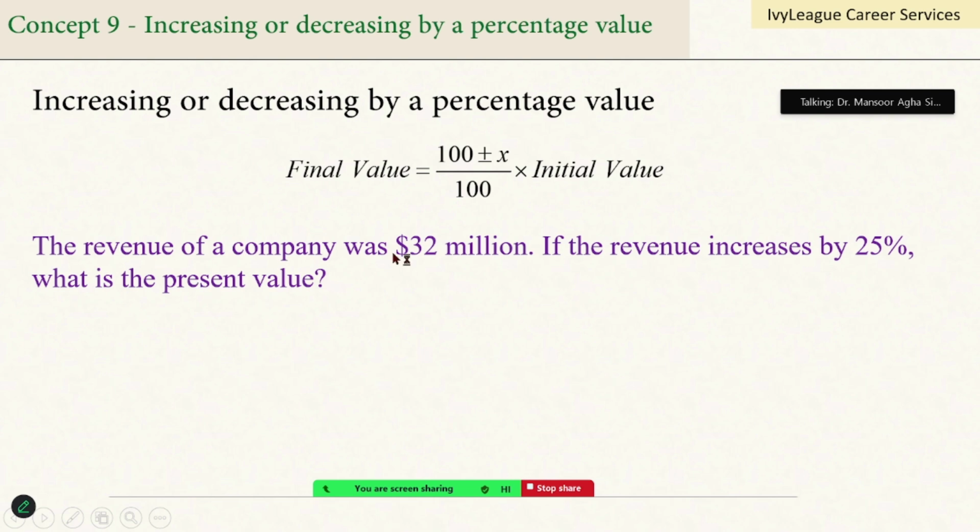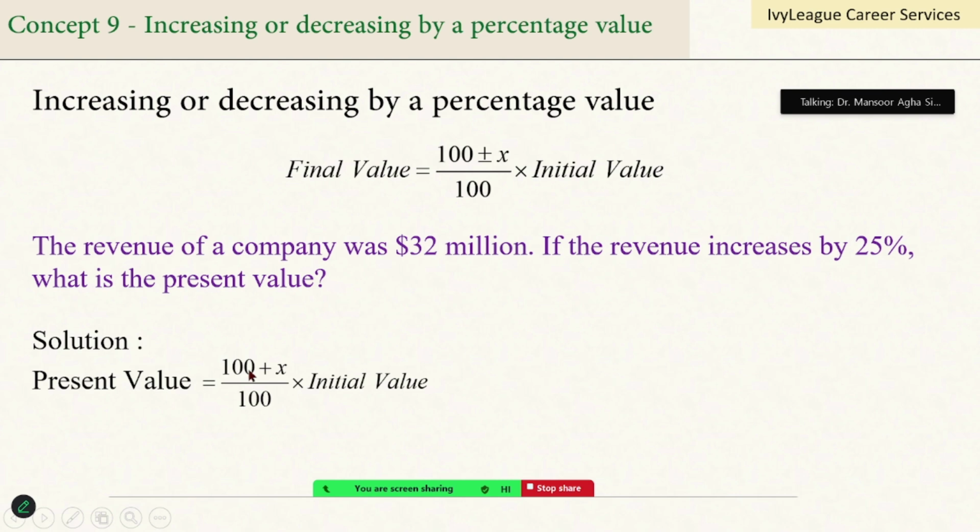Suppose the revenue of a company, how much money the company earns, was $32 million. If this revenue increased by 25%, and the question asks you what is the present value of revenue of that particular company, then we are going to use this particular formula here. Solution is that present value is equal to 100 plus x, because the revenue has increased, so we'll use a plus here. Suppose the revenue decreases by 25%, then we will put a minus sign here.